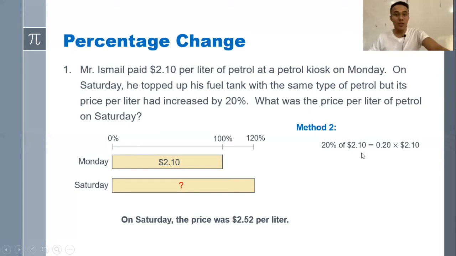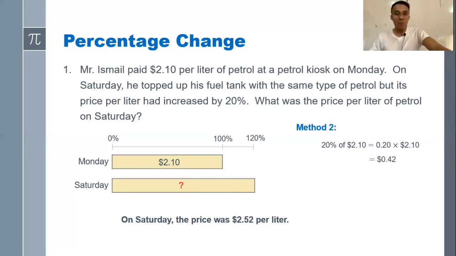20% when converted to decimal, it's 0.20. Of in mathematics is associated to the operation multiplication. So we have 0.20 times $2.10. Input these numbers to your calculator and you can get $0.42. This is 20%. This was the increase.